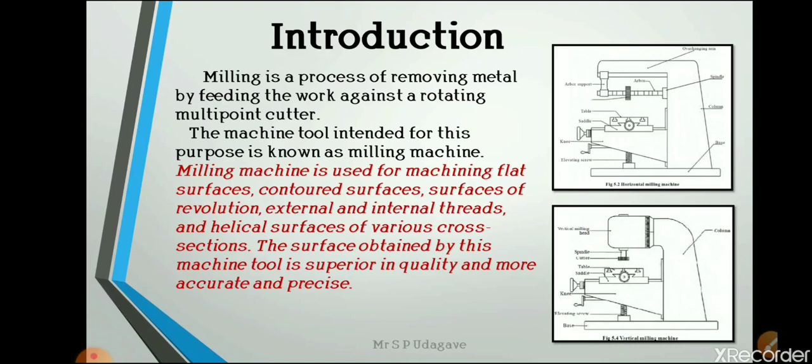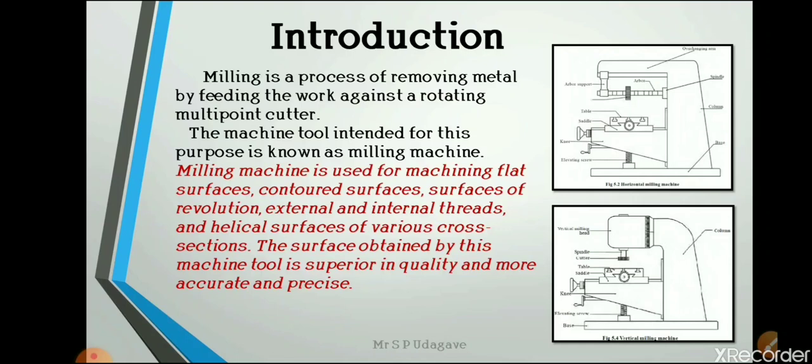First we go through the introduction of the milling machine. Milling is the process of removing metal by feeding the work against a rotating multi-point cutter. We can feed the work against the rotating multi-point cutter and remove the unwanted metal from the workpiece. The machine tool intended for this purpose is known as a milling machine.